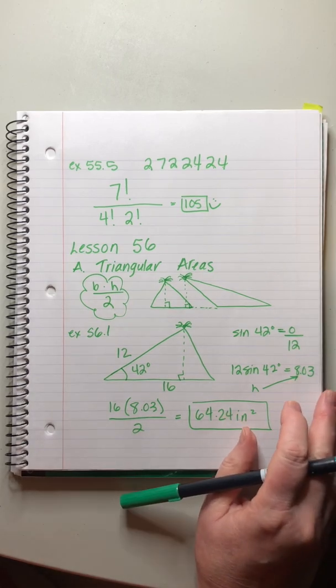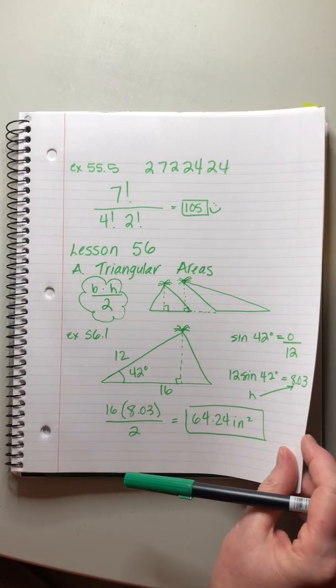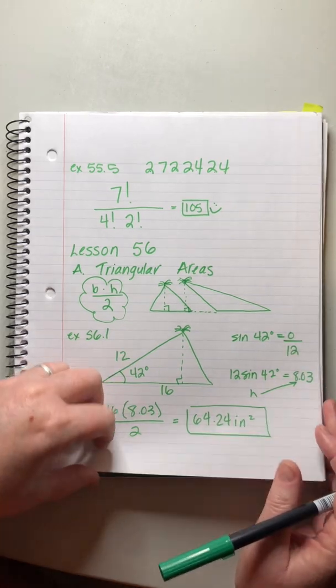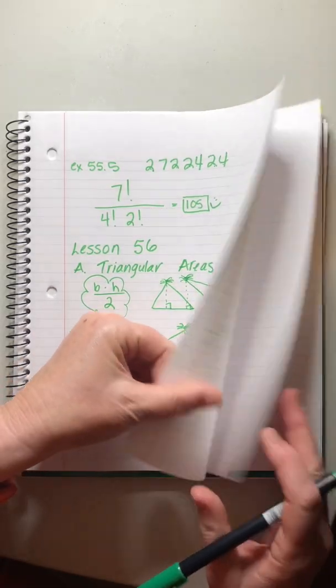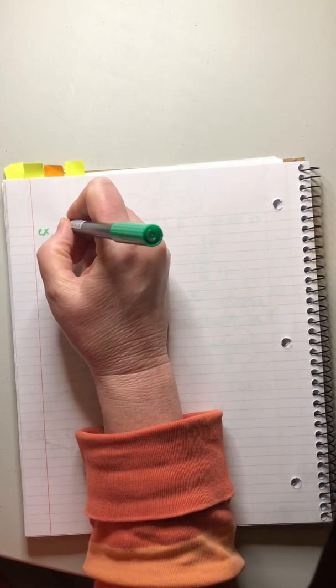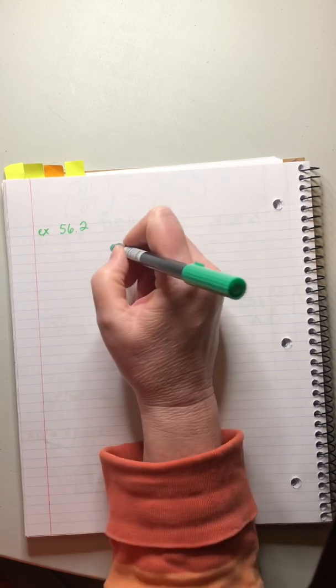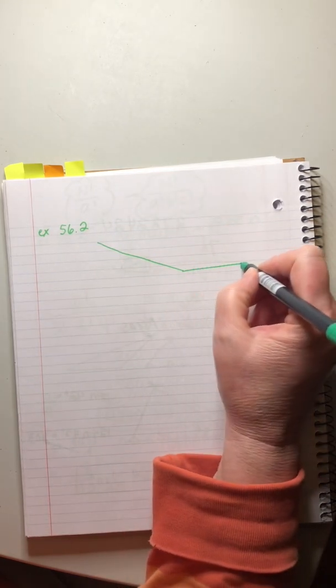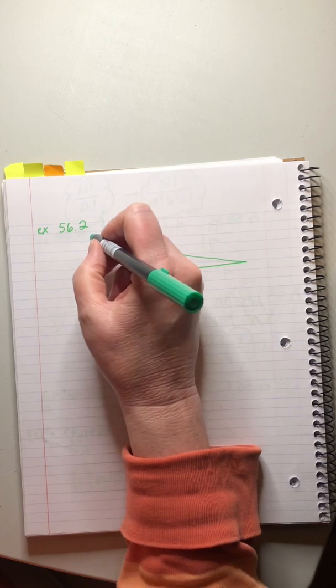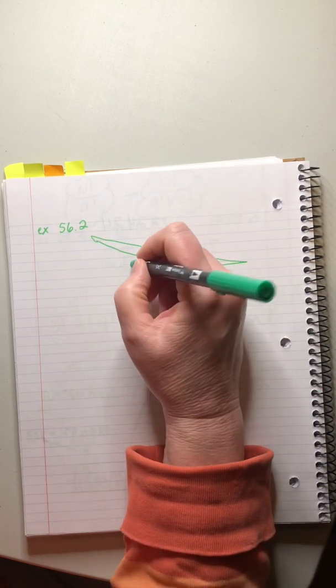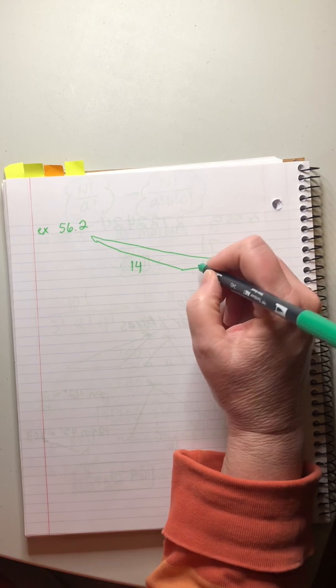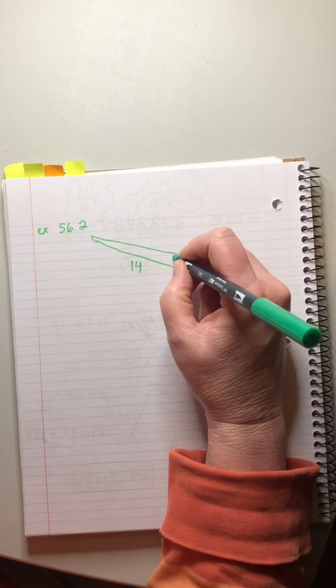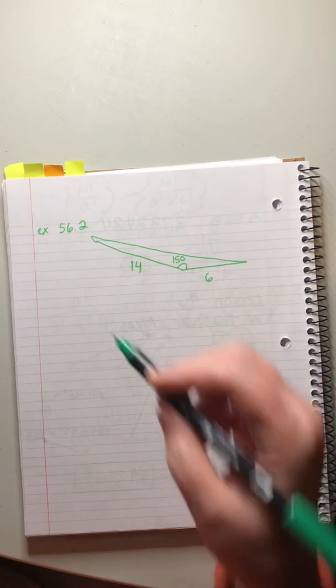Now, what we're going to do is just apply that to two more scenarios. One is going to be like this, and I'm just going to show you that one in the book. I'll draw it because that's easier. It might take me a minute longer, but 56.2. This is a really whack looking triangle. It's like this. Okay, we're supposed to find the area of this. It's 14. Pretend that's perfect. It's 6. It's 150.